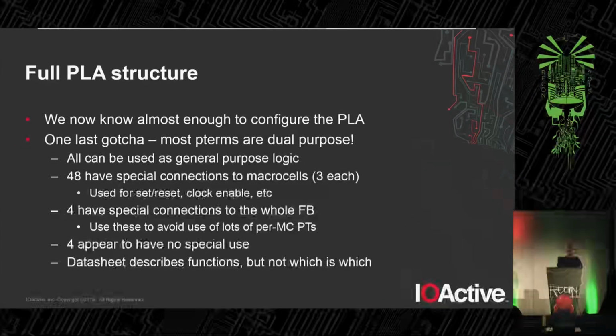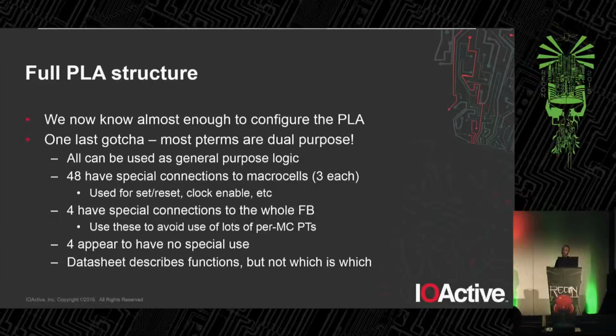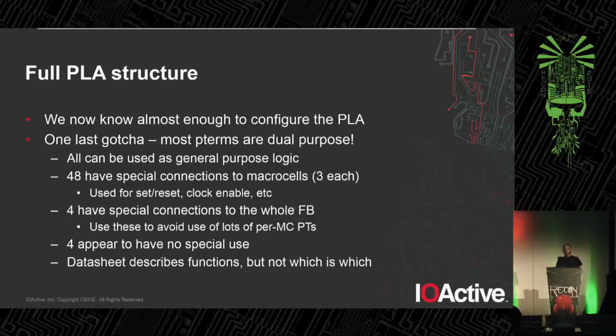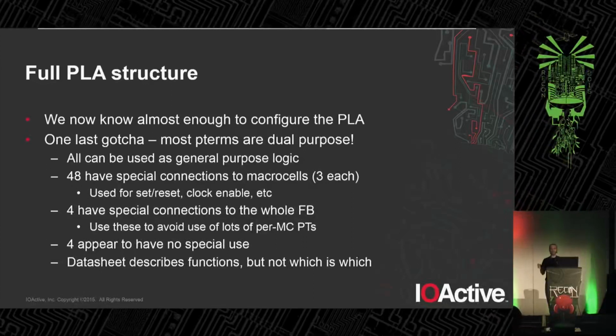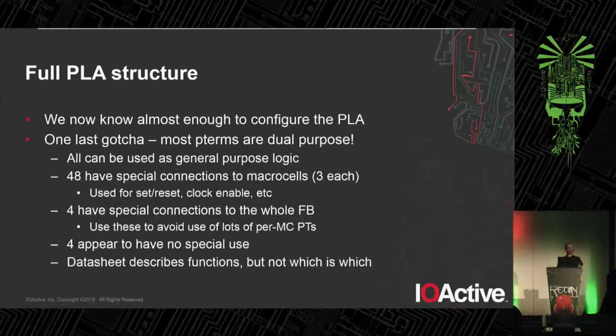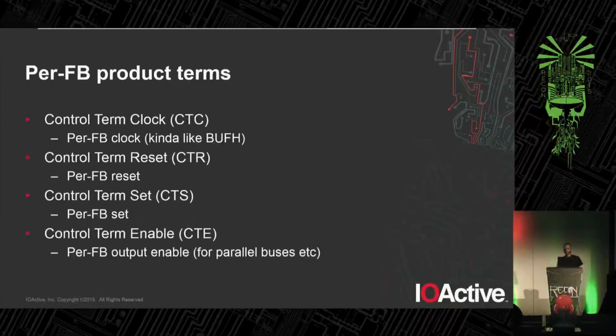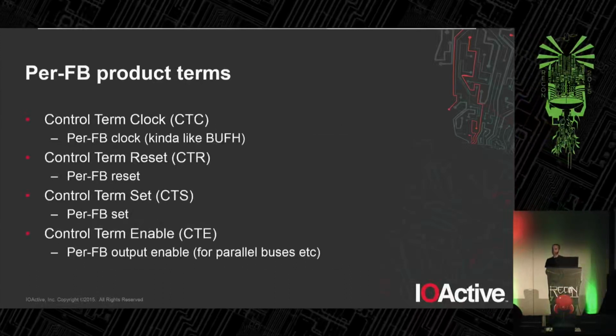4 more have special connections to the entire function block, and the last 4, as far as I can tell from reading the datasheet, they have no special purpose. The datasheet does tell us these things exist. They tell us roughly what they do. They don't tell us which of these 56 product terms does what. So I will just briefly cover what these terms are.